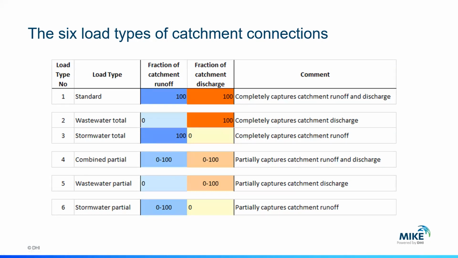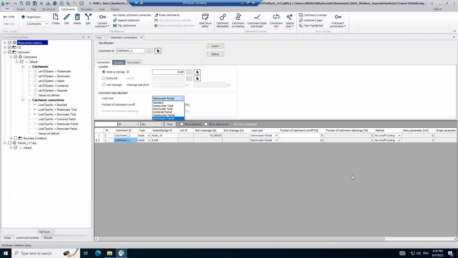My recommendation is, or let's put it the other way around, you have to be careful. You get a warning in Mike Plus if the sum is not 100%. You've seen that, but it would still work. So the engine runs and you get results, but it means that you lose water. So you have more runoff than pipe flow.